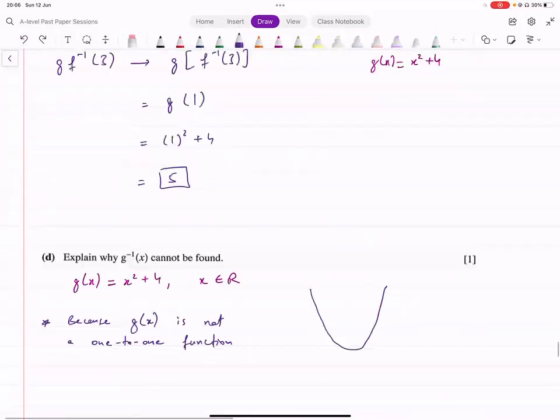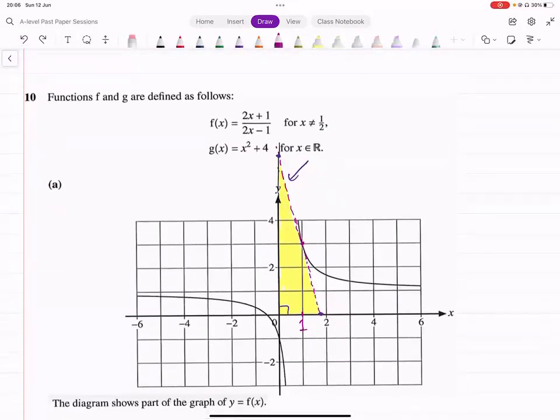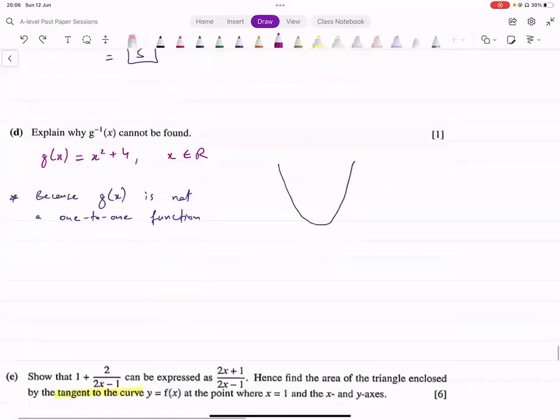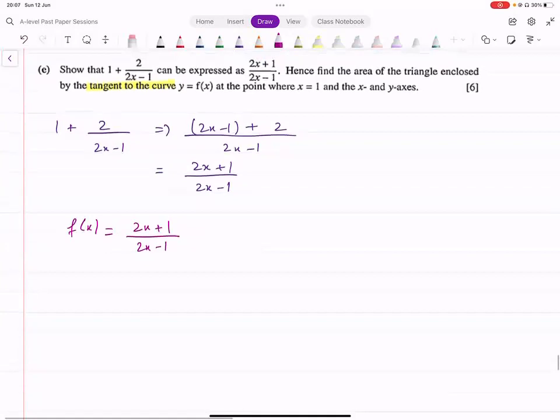What's the function? The curve's equation is 2x plus 1 over 2x minus 1. Let's write that down here first. f of x equals 2x plus 1 over 2x minus 1. So we are looking for the equation of the tangent to this curve at the point where x equals 1. Now, how do you find that? For the equation of a tangent, you need two things: the gradient of the line, and a point on the line. Let's find the gradient first.